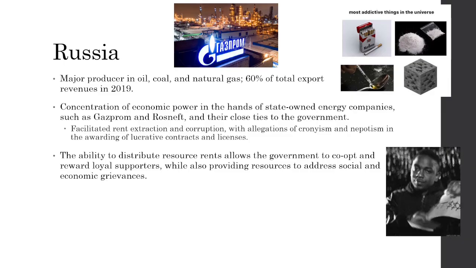If you have no idea what I'm talking about, let me explain a little bit. The government in Russia, since most of the oil, coal, and natural gas is in the hands of state-owned energy companies, they are the ones who are able to distribute the resource rents. So the government rewards those who are loyal to them and who are in the government's favor. And if they want to, they can also distribute resources to fit social and economic needs. But if they feel like they shouldn't, they won't. They have control over the provisioning.